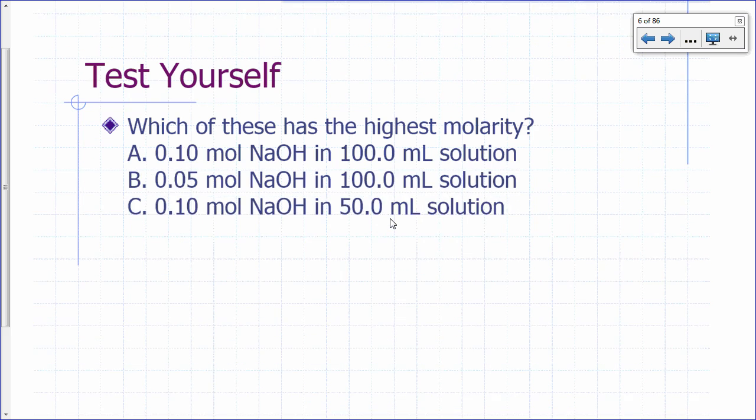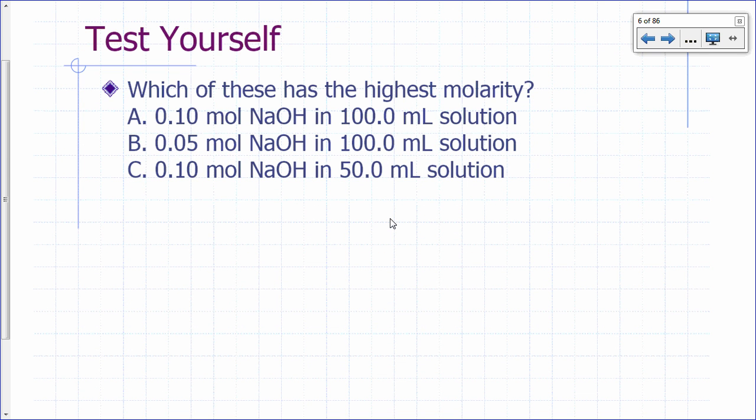Let's take a look at this clicker question. Which of these has the highest molarity? A, 0.1 mole sodium hydroxide in 100 mL of solution; B, 0.05 mole sodium hydroxide in 100 mL of solution; or C, 0.10 moles of sodium hydroxide in 50 mL of solution. You could do the calculation for molarity for each of these, but you really don't have to. All you have to do is compare.